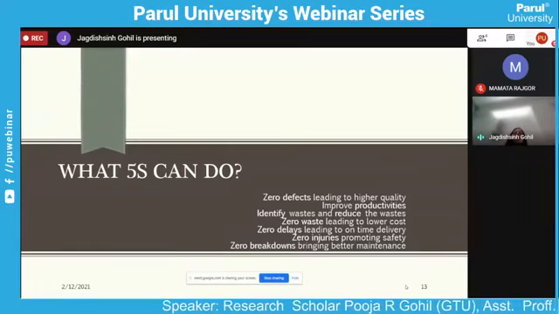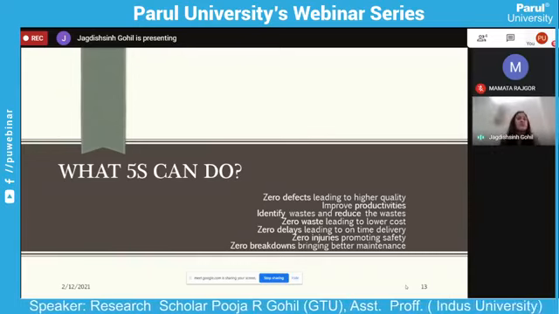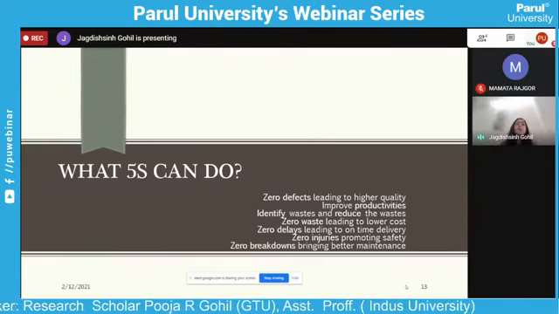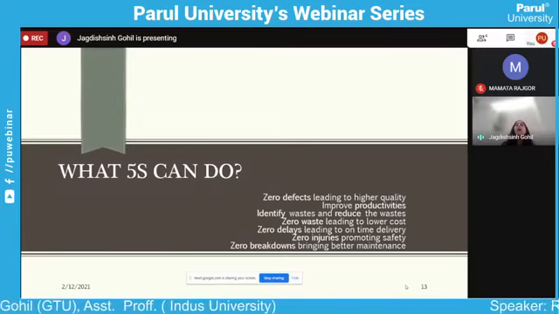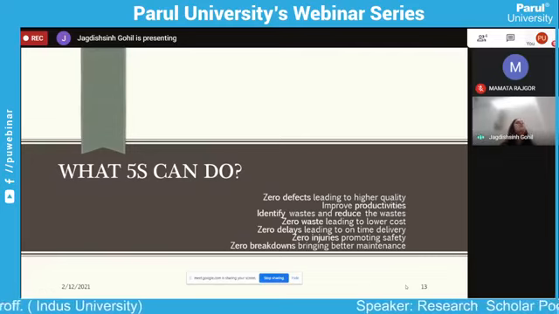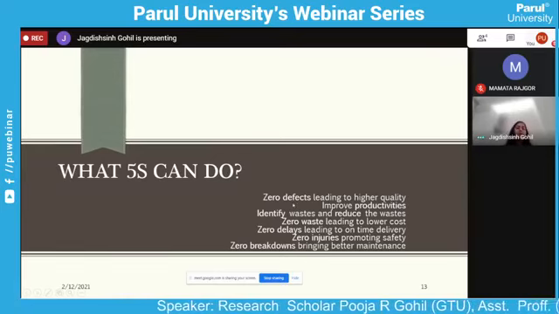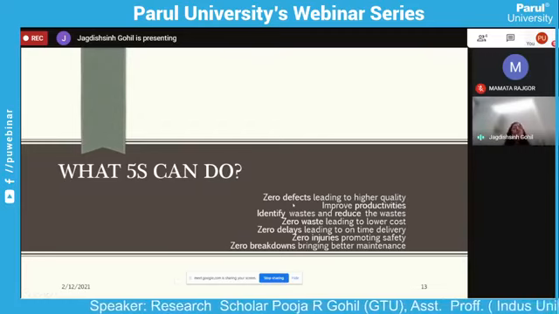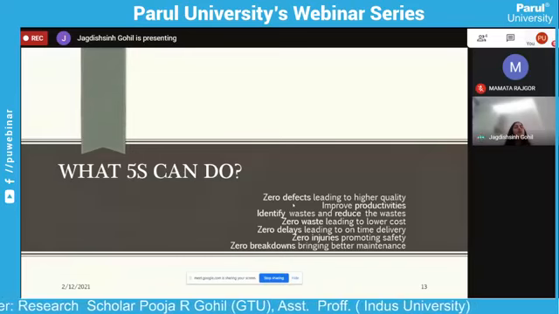So if you genuinely incorporate 5S in your project, you can achieve all these things. So now the question is, if 5S is very successful in the manufacturing industry, why can't we adopt it in our construction industry? Ultimately, we are facing the same problems in our construction industry. So why can't we use it? So definitely we should try to incorporate 5S in our day-to-day construction projects.